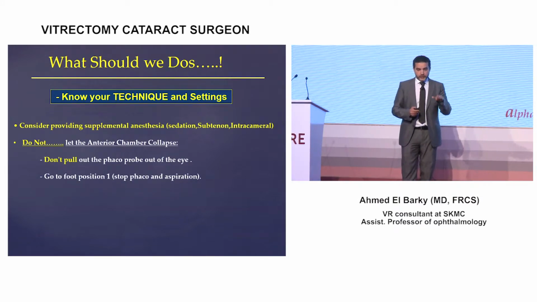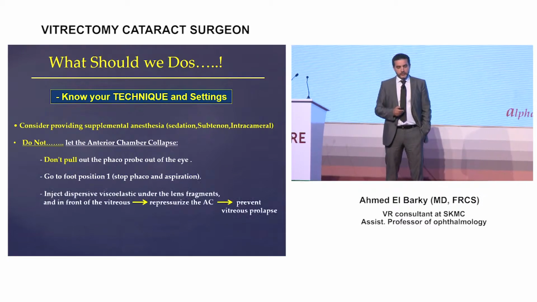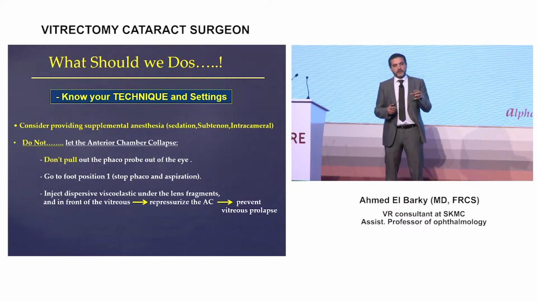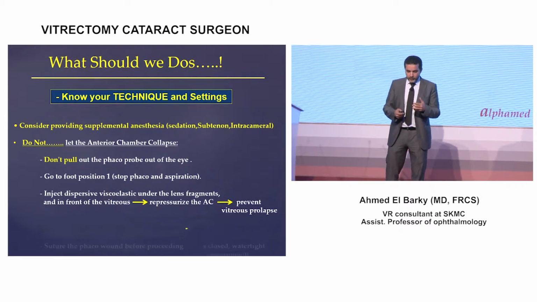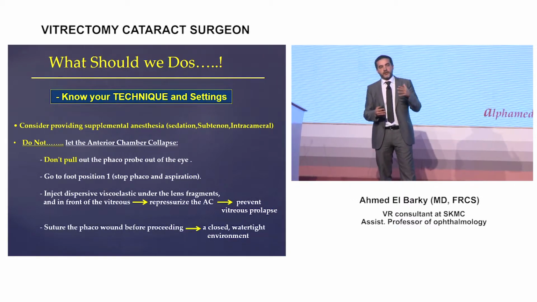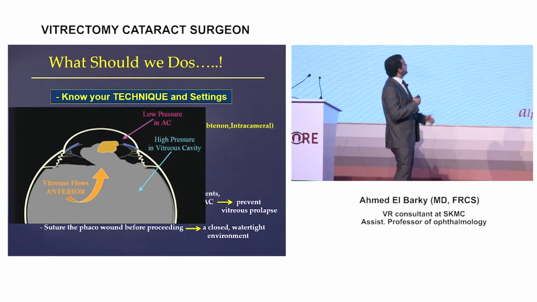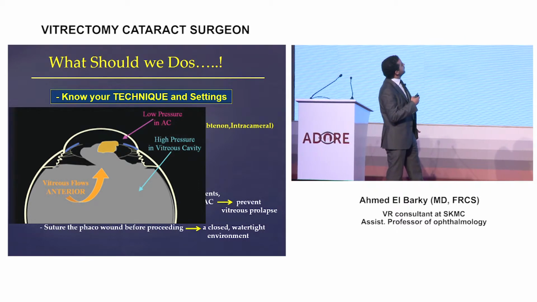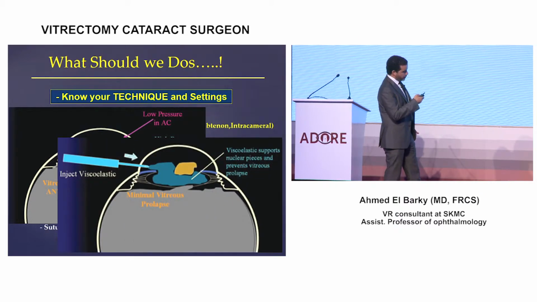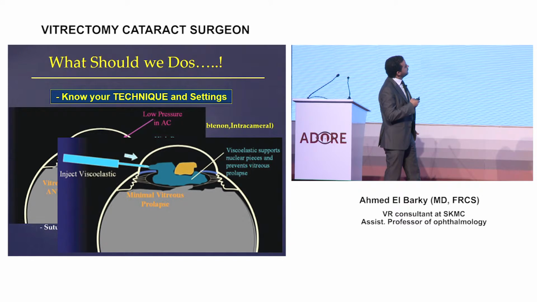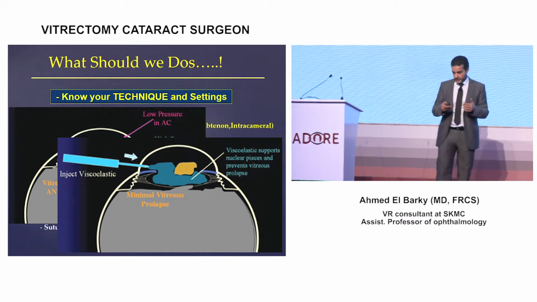Put the pedal in position according to your phaco machine or vitrectomy machine, usually step 1, and while keeping the probe inside the eye, with the other hand from the side port you can inject viscoelastic behind the fragment. Why do that? This will increase the pressure in the anterior chamber and prevent more vitreous from coming out. Just a cartoon to show you what's happening here. You can see that with vitreous loss, the anterior chamber loses pressure and vitreous will come out. So if you keep the probe or the flow inside the eye and inject viscoelastic behind the lens, this will keep the pressure in the anterior chamber high and so prevent more vitreous loss.